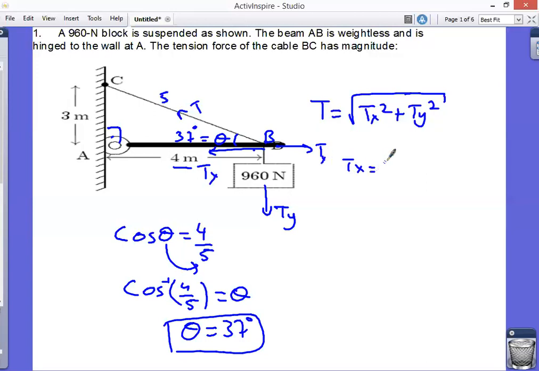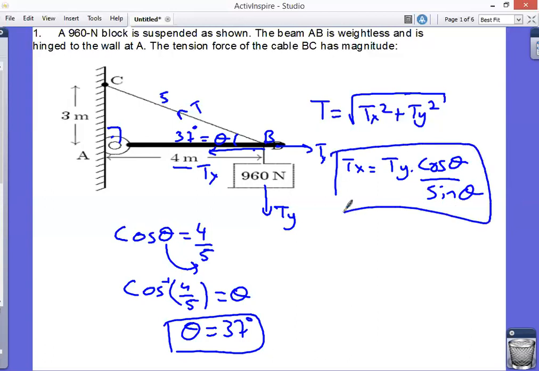To find Tx, we're going to use Ty times cos theta over sin theta. Cos theta over sin theta will give us our Tx. Why? Because we don't know anything about Tx, so we have to apply this in order to get it. We know Ty is 960, so let's put them over here.